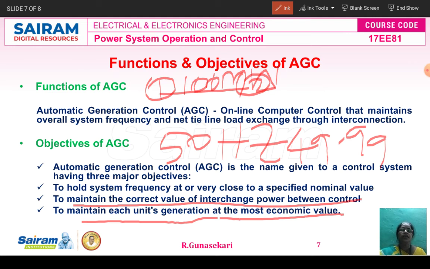Students, in the VTU examination, the question under this topic will come as: what are the functions and objectives of automatic generation control, for 4 marks. How are the marks allotted? 3 marks are allotted for the objectives, and 1 mark is allotted for the functions of automatic generation control.